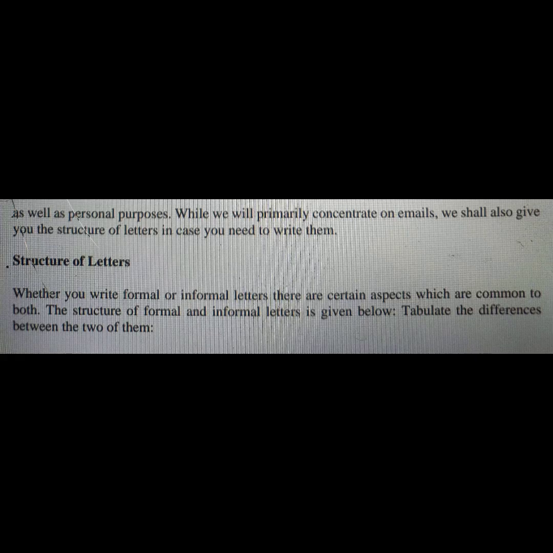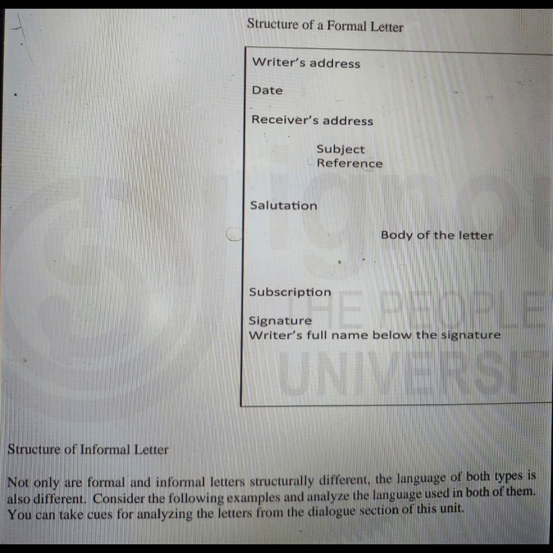Structure of letters. Whether you write formal or informal letters, there are certain aspects which are common to both. The structure of formal and informal letters is given below. Tabulate the differences between the two of them. Structure of a formal letter: writer's address, date, receiver's address, subject reference, salutation, body of the letter, subscription, signature, writer's full name below the signature.